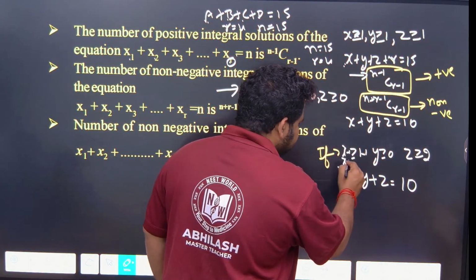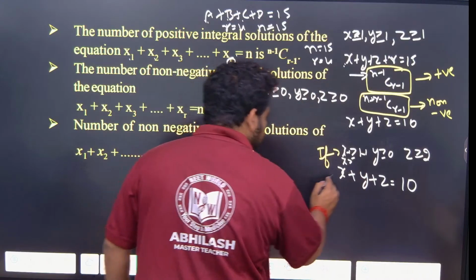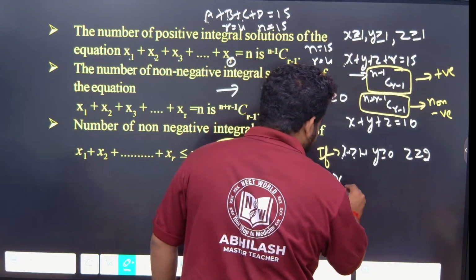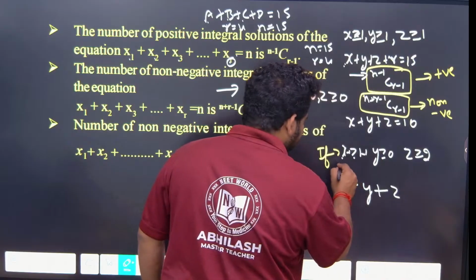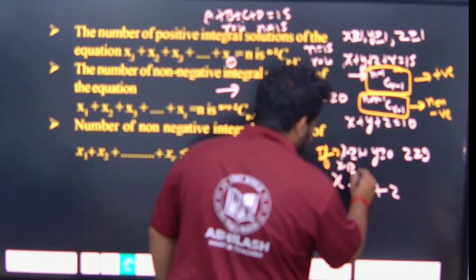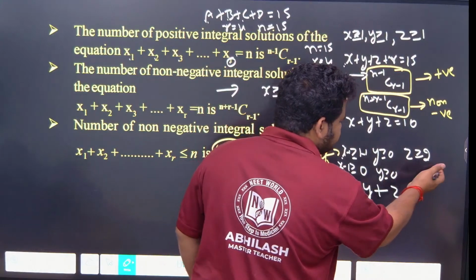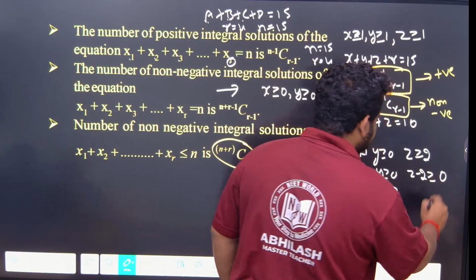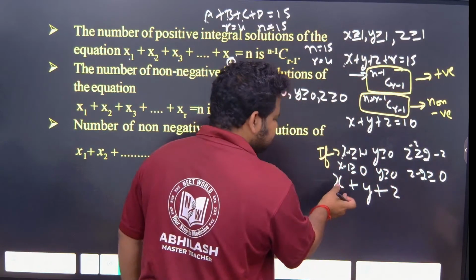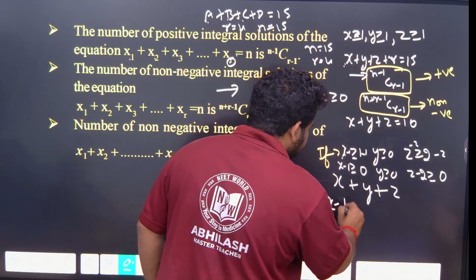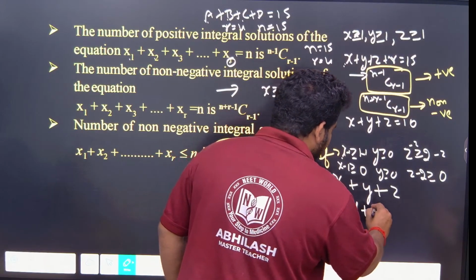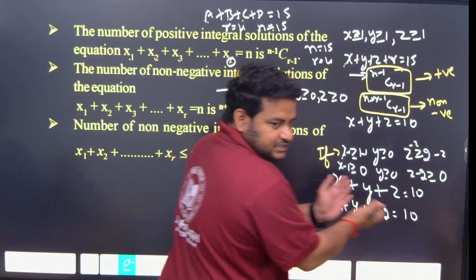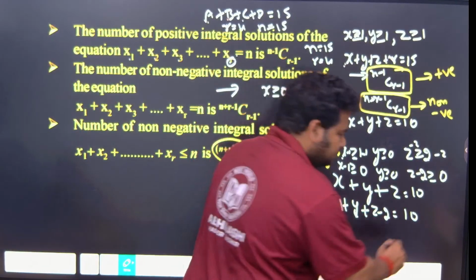This will become x is greater than or equal to, wait. If I subtract 1, this will become x minus 1 is greater than or equal to 0. Y is greater than or equal to 0. This also I should make greater than or equal to 0, means z minus 2 is greater than or equal to 0. Here I am subtracting, means here also I should subtract. This will become x minus 1 plus y as it is plus z minus 2 equal to 10 I have written. So if I am subtracting on the LHS, on the RHS also I should subtract. That is minus 1 minus 2, that is minus 3.